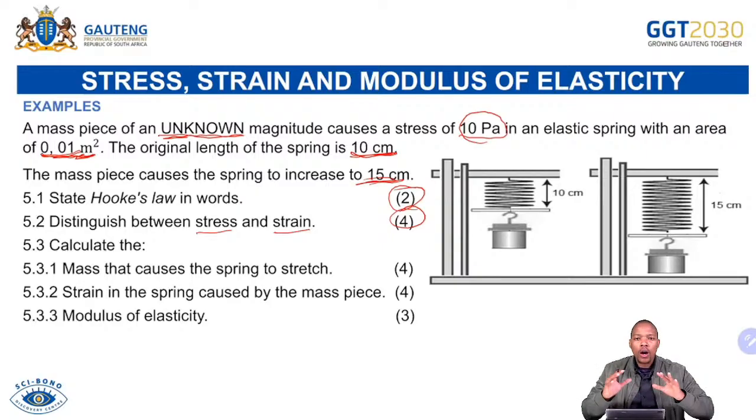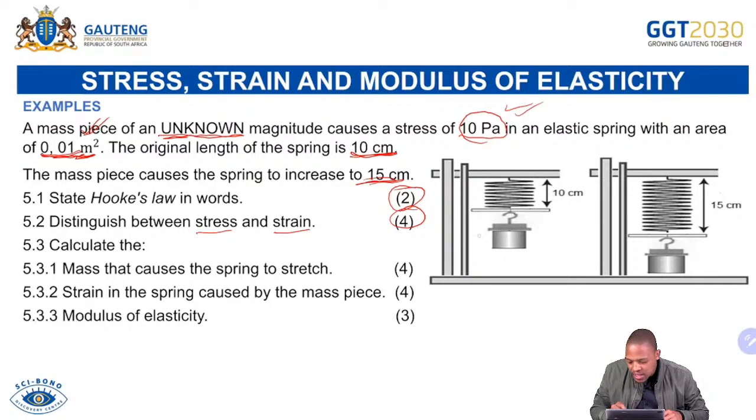Now let's talk about collecting all marks here. Let's not talk about making mistakes here. Collection of all the marks. Calculate the mass that causes the spring to stretch. How do you calculate the mass that causes the spring to stretch? You have to think about it, okay? What are these people looking for? What am I giving? I am giving stress. What am I giving? I am giving area. What does the mass have to do with this thing?